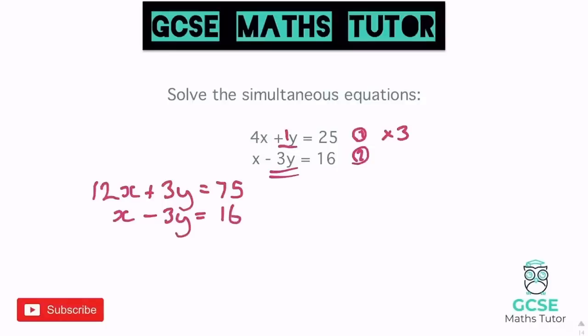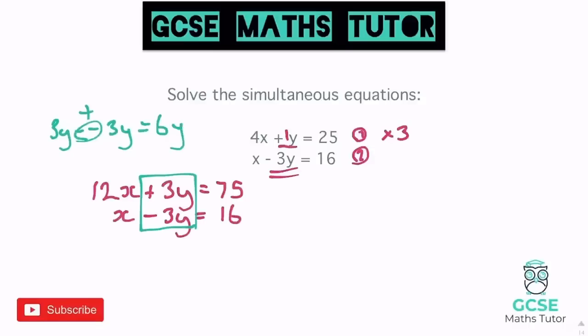Now at this point I have the option, I can either add these two together or I can subtract them away from each other, but I want this 3y in the middle to get eliminated. Now if we think about the logic here, if I was to do 3y take away negative 3y, that would become a plus, and I'd end up with 6y.